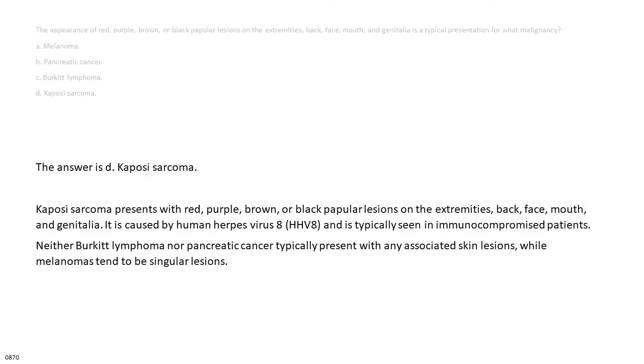The answer is D. Kaposi sarcoma. Kaposi sarcoma presents with red, purple, brown, or black papular lesions on the extremities, back, face, mouth, and genitalia. It is caused by human herpes virus 8, HHV8, and is typically seen in immunocompromised patients. Neither Burkitt lymphoma nor pancreatic cancer typically present with any associated skin lesions, while melanomas tend to be singular lesions.